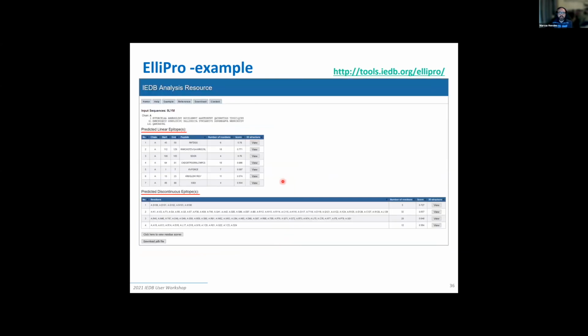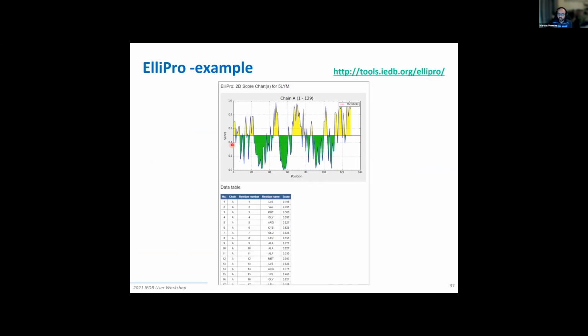Click submit again. Here you have the predicted linear epitopes, and here the predicted discontinuous epitopes. You can see those in a 3D viewer and check the residue scores. I'm going to open the output like that. The yellow one is highlighted as a high probability of being an epitope. The green one is a low probability of being an epitope. I also have a score for each residue, and that score is based on the calculation from Ellipro.